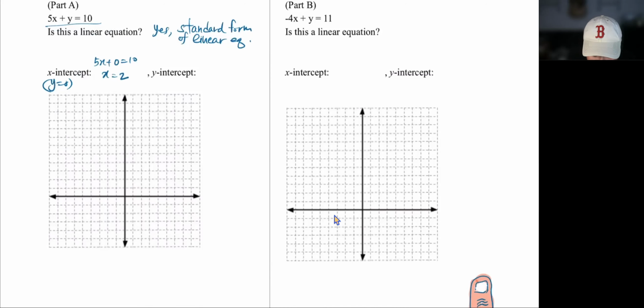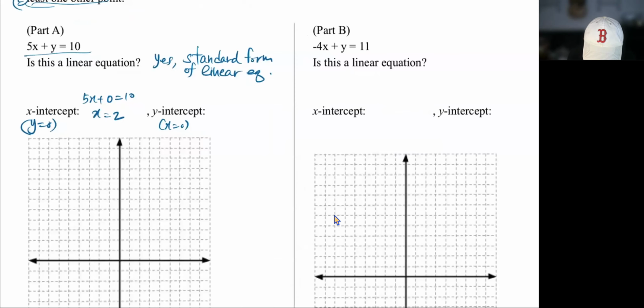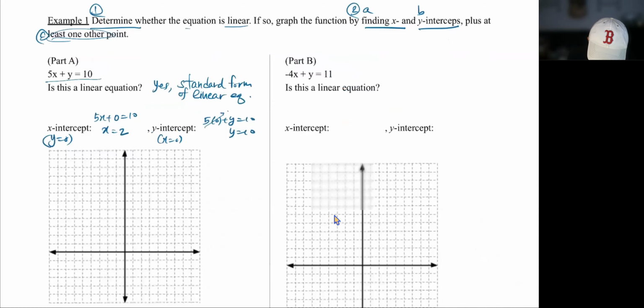Very nice. Then the y-intercept is when x equals 0. That's the point at which the value of y is such that the graph intersects the y-axis. To find that, we set x equal to 0. We get 5 times 0 plus y is 10, so y is equal to 10. That's all you do.